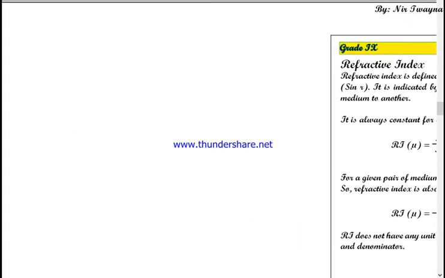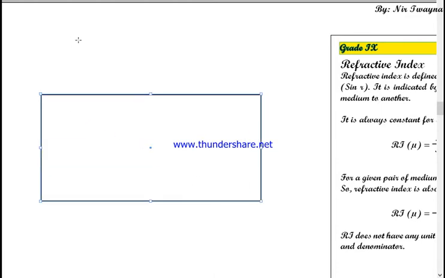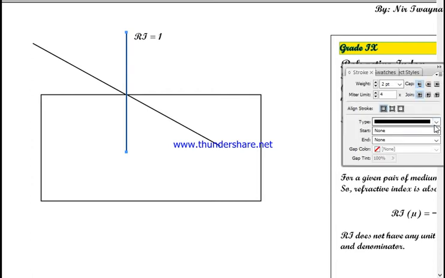Let's see here. Suppose this is an object, and this is an incident ray. Now, if the refractive index is 1, what will happen? There will be no refraction. This is the case when refractive index is equal to 1. If refractive index is equal to 1, there is no refraction, the light simply goes straight. Now I need to draw a normal here, and the normal should be dashed.